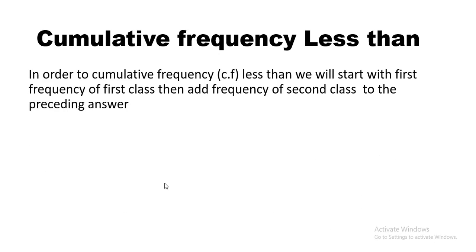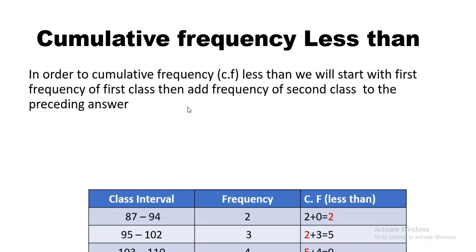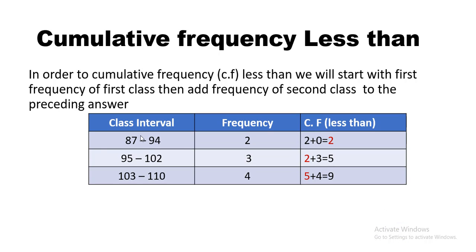Okay, so in order to find cumulative frequency less than, we will start with the first frequency of the first class, then add the frequency of the second class to the preceding answer. Now how is it done? Okay, so this was an example. This was the data that I have used earlier.